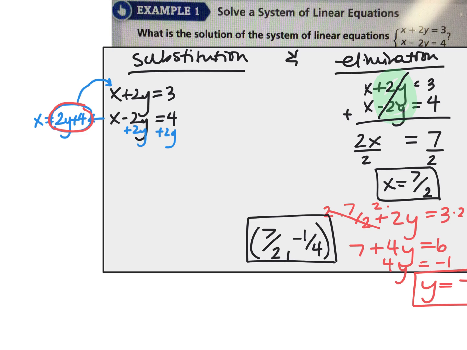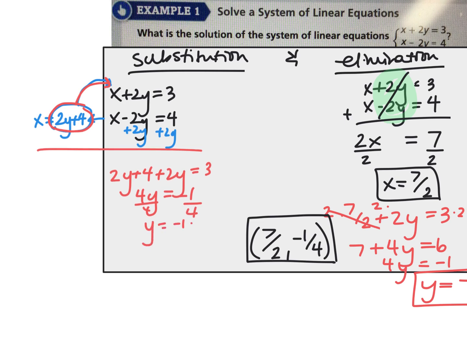This process of substitution is then going to give me the equation 2y plus 4 plus 2y equals 3. I can combine like terms and subtract the 4 to the other side. And this will give me that y equals -1/4, which should check because that's what I got on the first one.